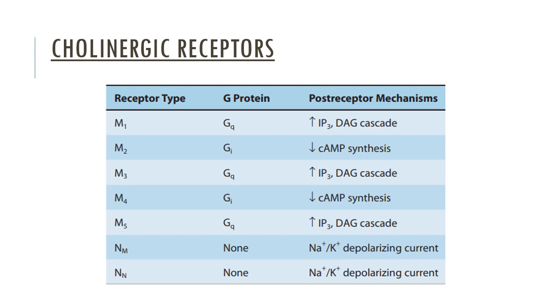So they act through G protein. You are familiar with G protein coupling, and with the M1, what will happen? IP3 will increase and DAG cascade will increase. Then M1 receptors are normally known as neural. M2 receptors are known as generally cardiac.